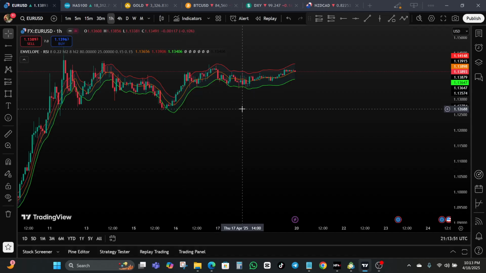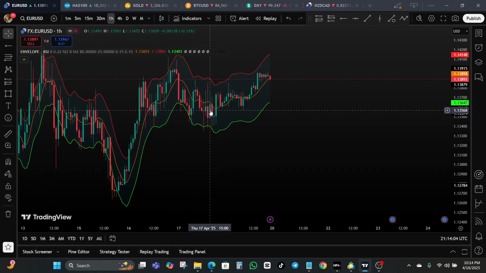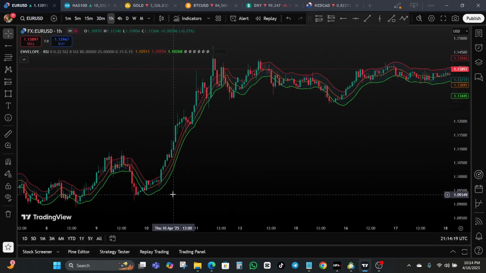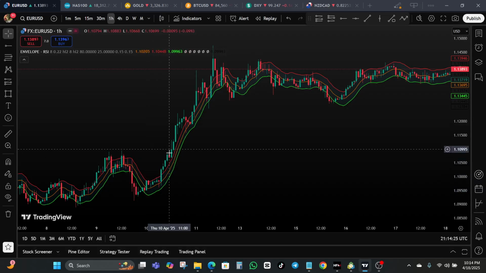Now let's talk setup, shall we? When you apply the envelope RSI indicator on TradingView, you'll see the lines enveloping the candlesticks, the current price action. All right, like the upper band serving as a resistance, lower band serving as a support. So basically when you have price trending upwards, you will notice that the candlesticks are going to be bouncing above the envelope RSI.